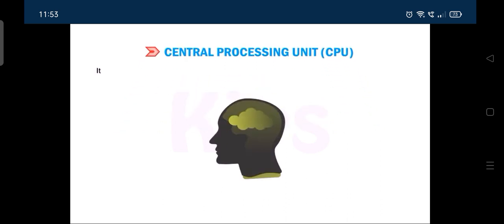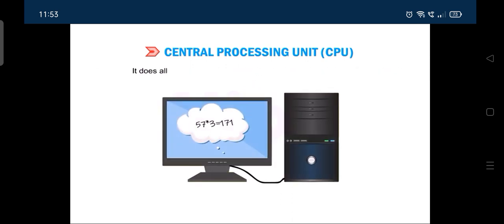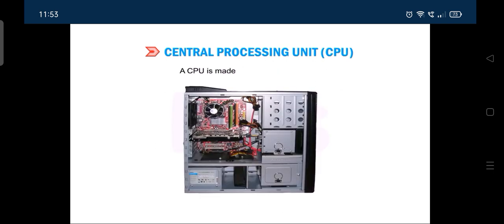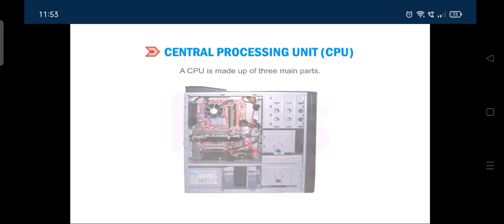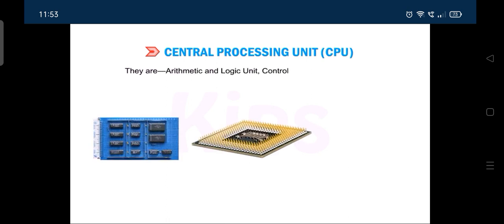Students, now let us talk about Central Processing Unit, CPU. It is the brain of a computer that processes all the instructions given to the computer. It does all the calculations and displays the result on the monitor. It also stores a lot of information. A CPU is made up of three main parts. They are arithmetic and logic unit, control unit, and memory unit.